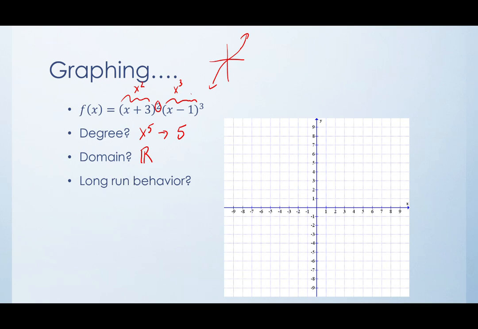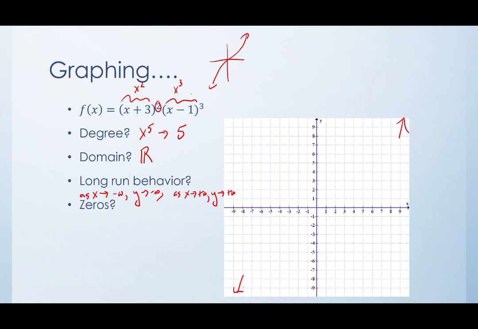Has it been reflected? No, because if we multiply these out, we multiply out the squared, our highest power is just straight up x squared, the x minus 1 cubed, our highest power is going to be straight up x cubed. So our long run behavior, it's not reflected. So we're looking as x goes to negative infinity, y goes to negative infinity. And as x goes to positive infinity, y goes to positive infinity. So we know it's doing this.